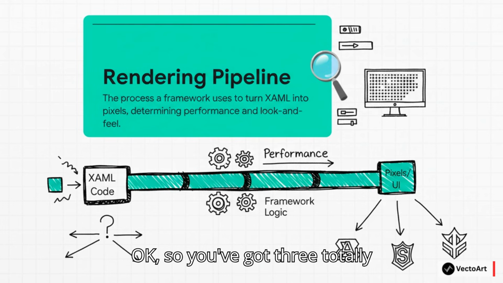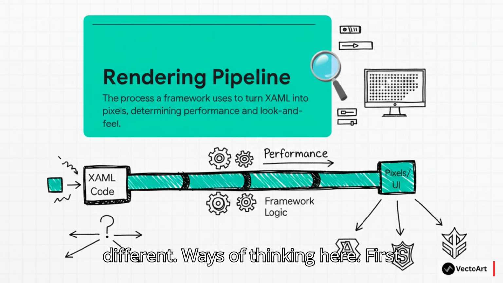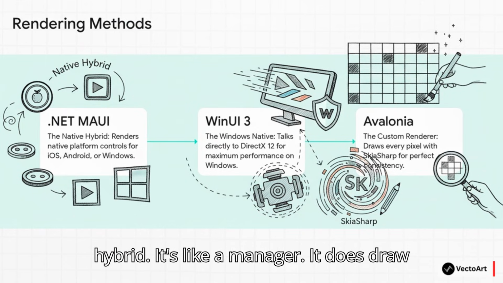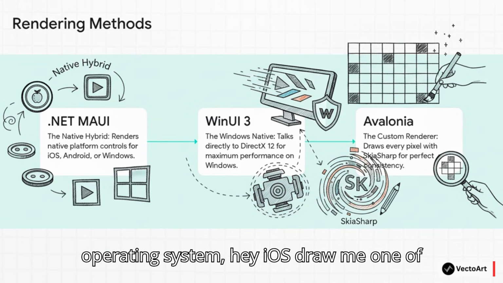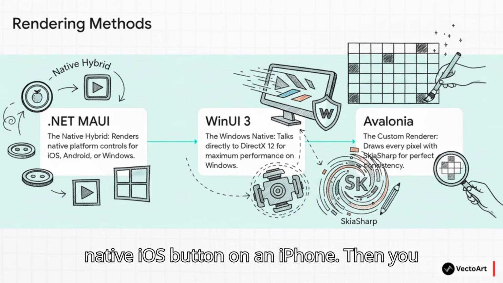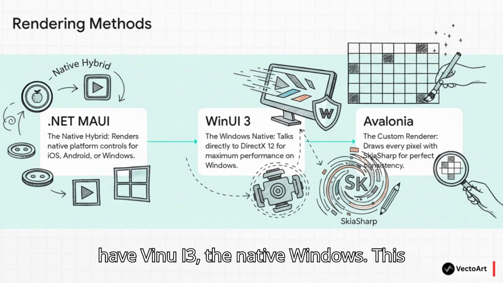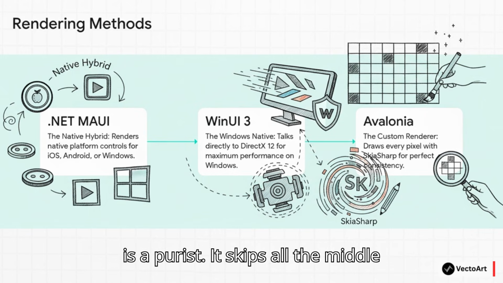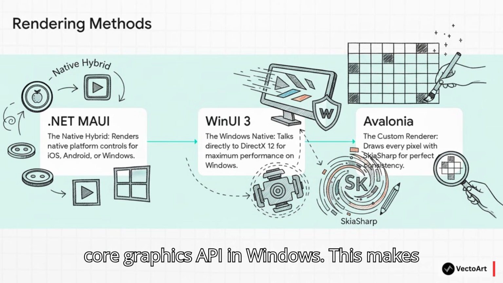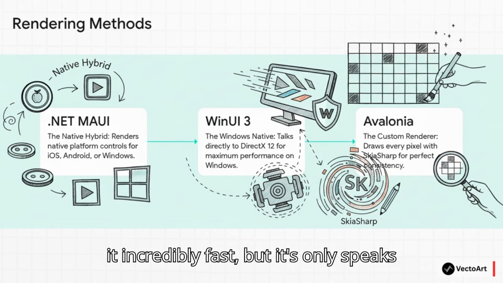Okay, so you've got three totally different ways of thinking here. First up is .NET MAUI, which I call the native hybrid. It's like a manager. It doesn't draw everything itself. It just tells the operating system, hey iOS, draw me one of the standard buttons. So you get a real native iOS button on an iPhone. Then you have WinUI 3, the native Windows purist. It skips all the middlemen and talks directly to DirectX, the core graphics API in Windows. This makes it incredibly fast, but it only speaks Windows.